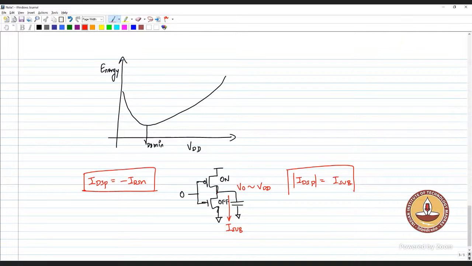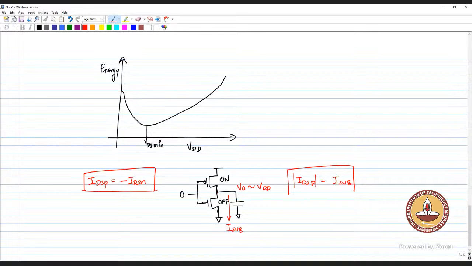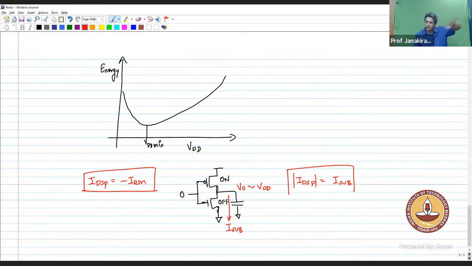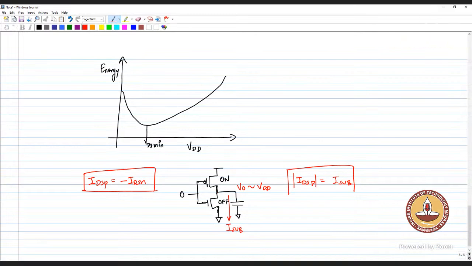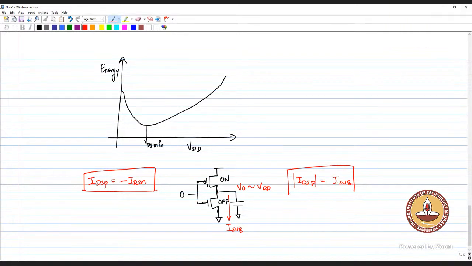If there was no leakage, then one transistor, either NMOS or PMOS, is always off. Therefore, the other current has to be zero. So the other transistor, which is on, will go into linear region with its VDS to zero and therefore kill the current. Whereas if there is some subthreshold leakage, like in this case, that will be supported by the PMOS going into linear region with a very small VDS. Okay, sir. Understood.